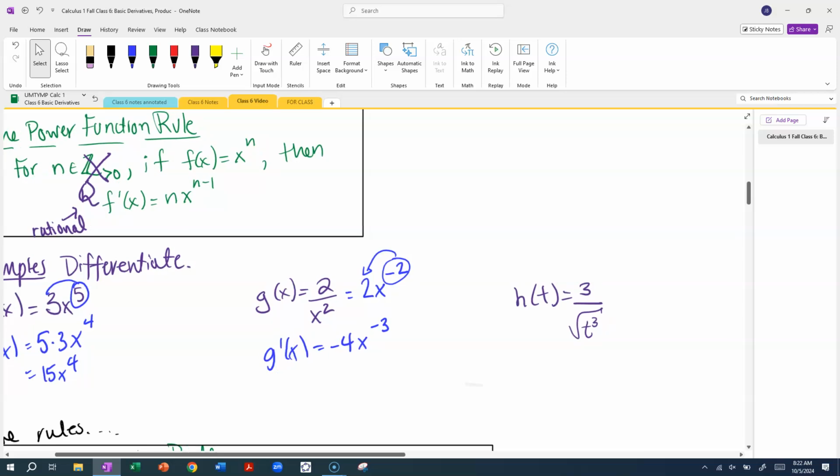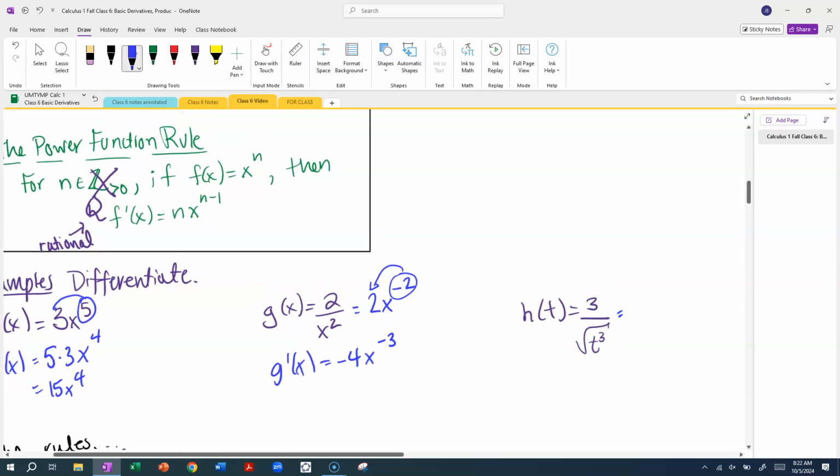Okay? And then for h, apply a similar trick. So it'd be 3 times the square root of t to the negative 3, but we can actually write it a little bit differently. t to the minus 3, all to the power of 1/2. And finally, we can say that's really t to the negative 3 over 2 by laws of exponents. So then that gives me h prime of t as negative 9 over 2, 3 times the negative 3 halves, t to the negative 5 halves.